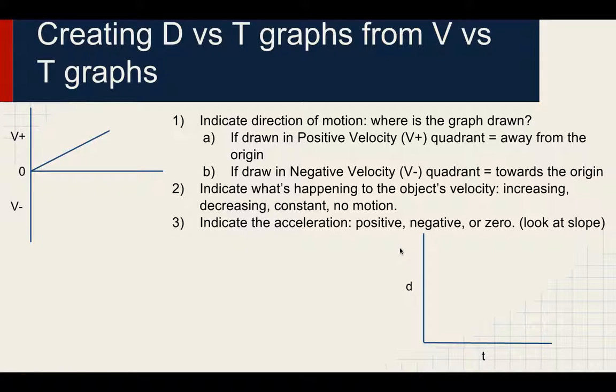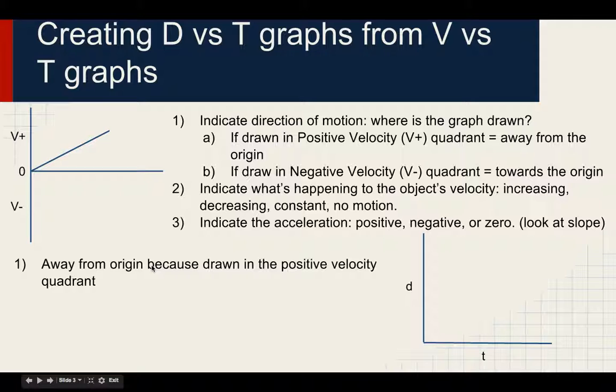Then tell me the slope. Is it positive, negative, or zero? A zero slope means a horizontal line. The object has a constant velocity, zero slope. It's positive drawn up or negative drawn down. That would be your acceleration.